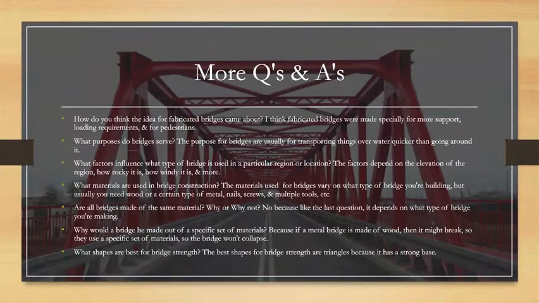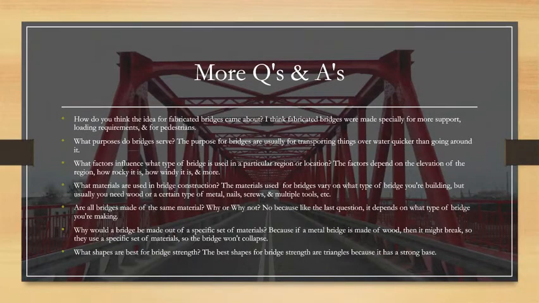What materials are used in bridge construction? The materials used for bridges may vary on what type of bridge you're building, but usually you need wood or a certain type of metal, nails, screws, and multiple tools, etc. Are all bridges made of the same material? Why or why not? No, because like the last question, it depends on what type of bridge you're making.